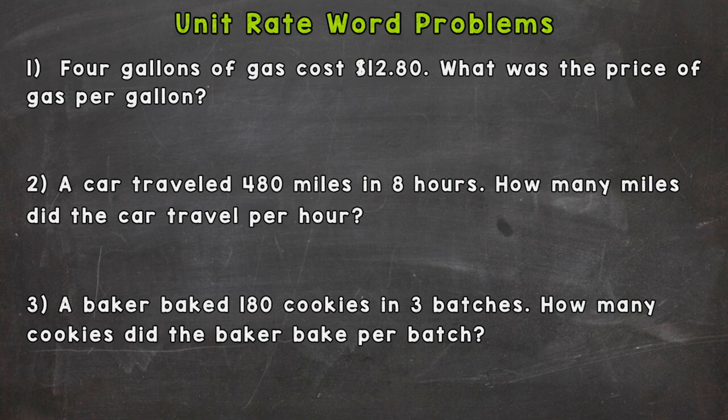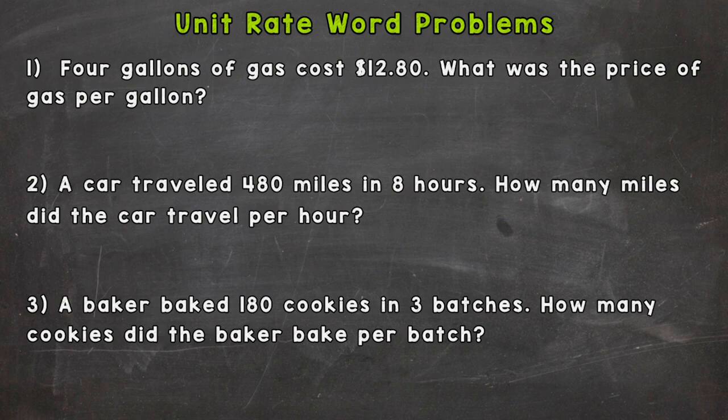In this video, I'm going to be covering unit rate word problems, and we're going to go through the 3 problems on your screen together in order to get this down. So let's jump right into number 1 here, where we have 4 gallons of gas cost $12.80. What was the price of gas per gallon?